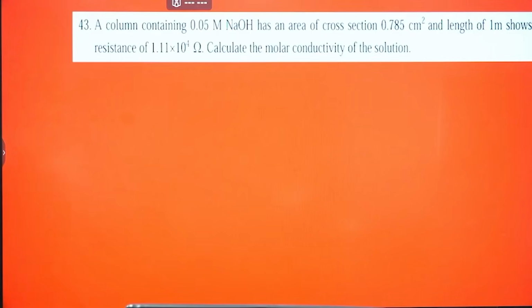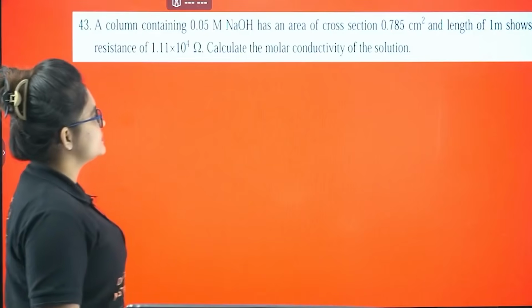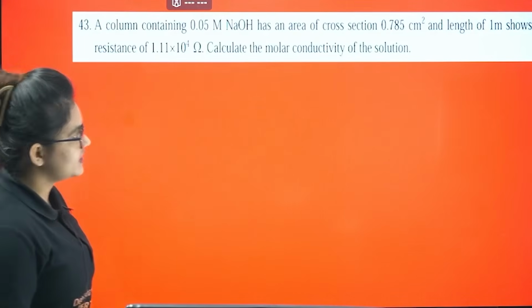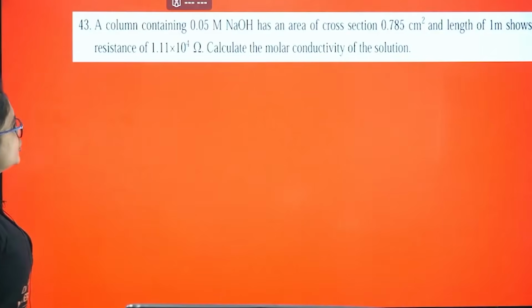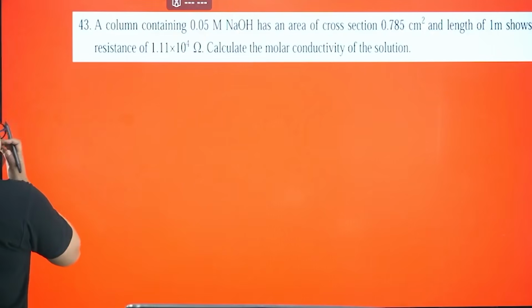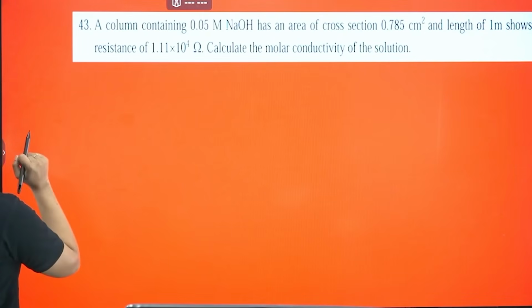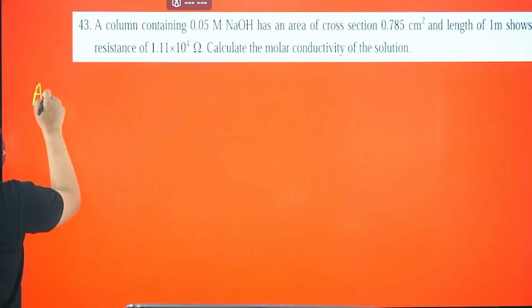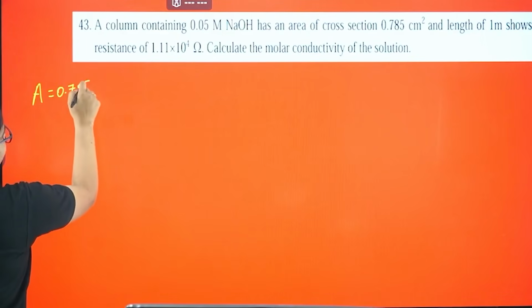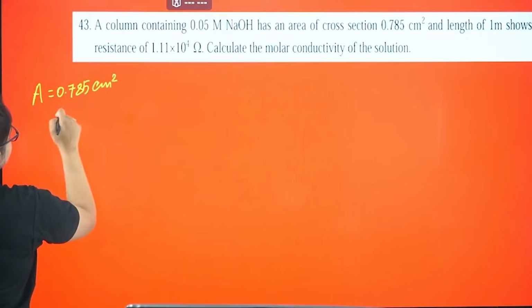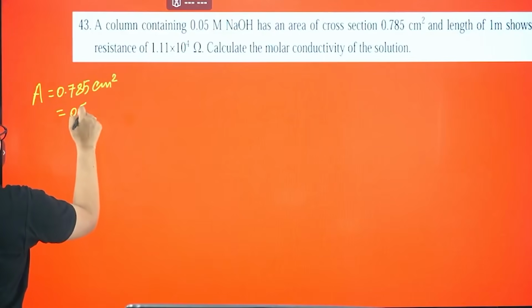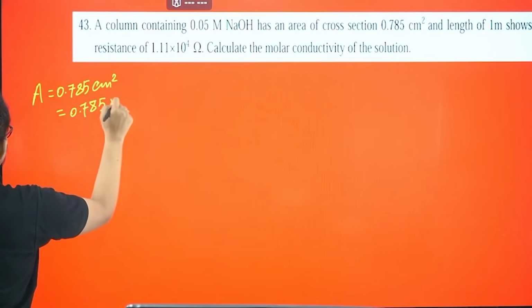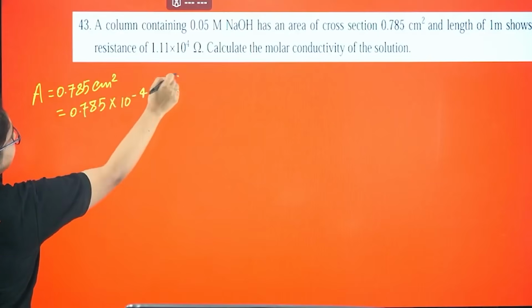A column containing 0.05 molar NaOH has an area of cross section 0.785 centimeter square. The length of 1 meter shows a resistance of 1.11 into 10 power 14 ohm. Calculate the molar conductivity of the solution. Okay, let's do it. So here see, concentration is given, right? A is given as 0.785 centimeter square. I will convert it into meter square. So 0.785 into 10 power minus 4 meter square.